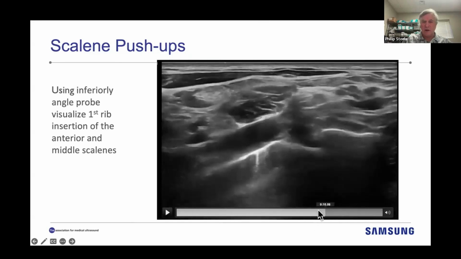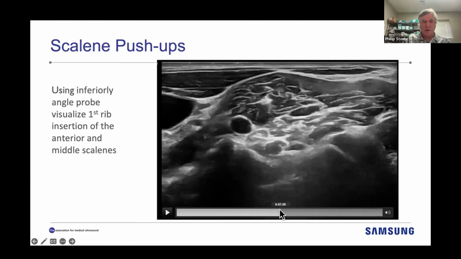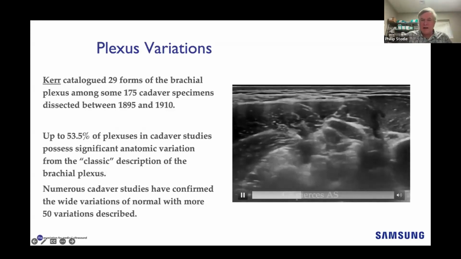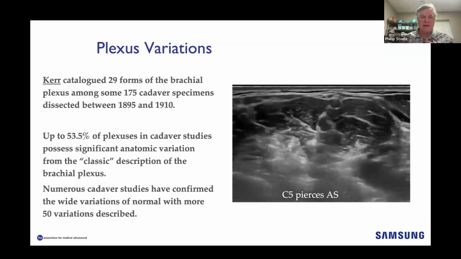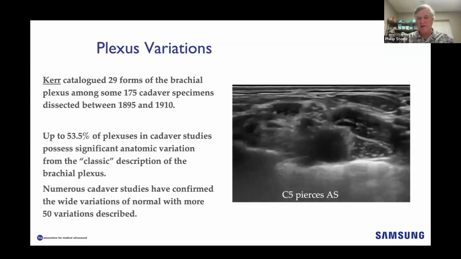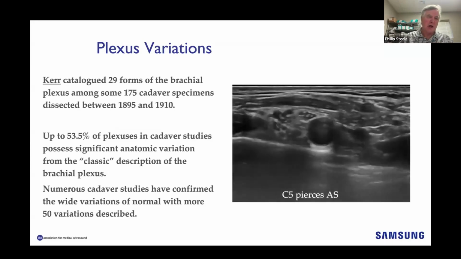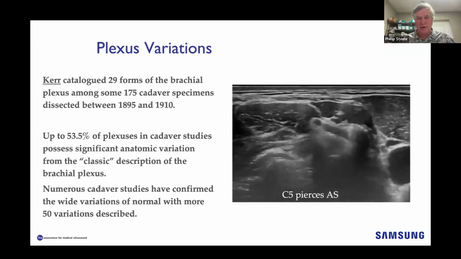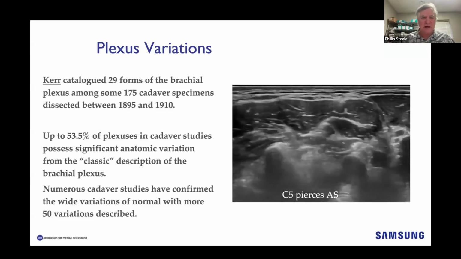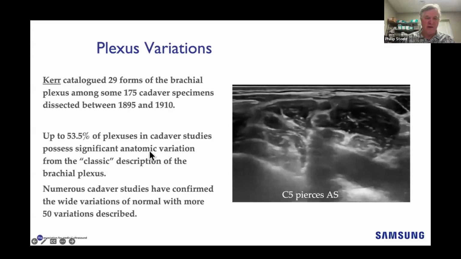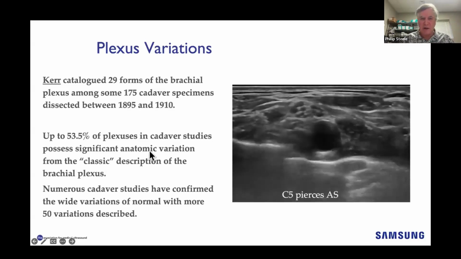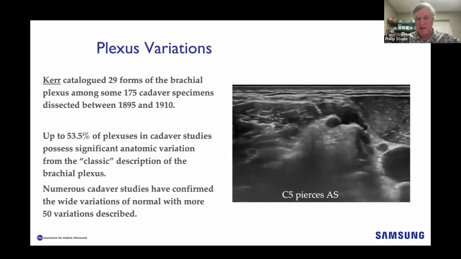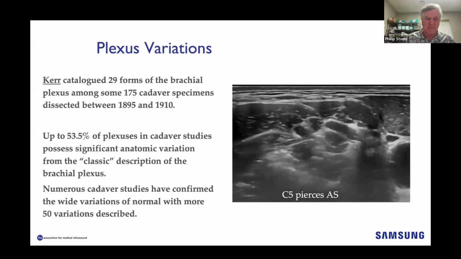And so that forms the inferior trunk. Okay. So we've talked a little bit about looking at 7 and 8, and then the plexus variations are most common at C5 and C6. Kerr, back in 1895 to 1910, cataloged almost 30 different variations. He came up with 53.5% of his cases showing a significant plexus variation. So the normal anatomy that we're taught is just the most common variation.